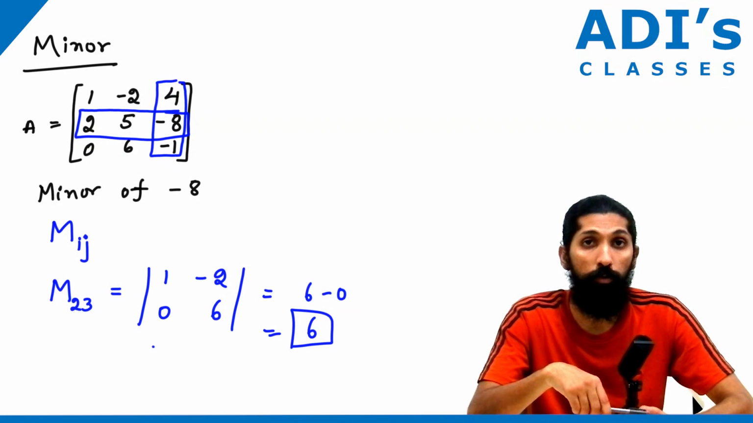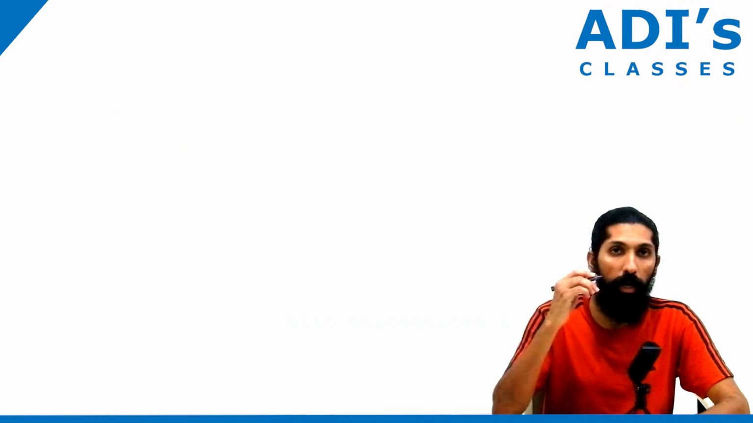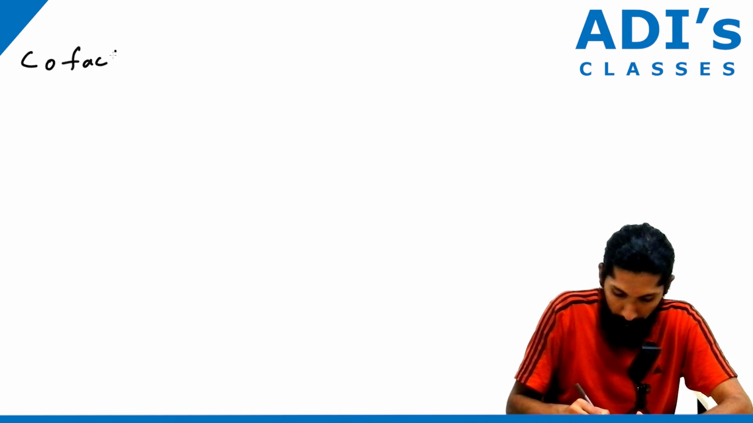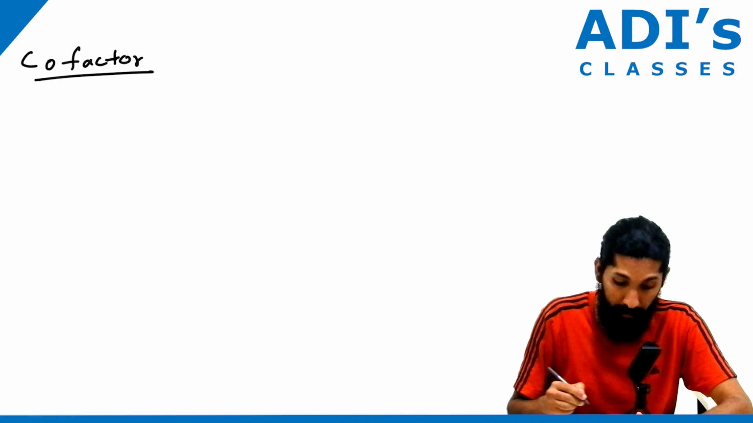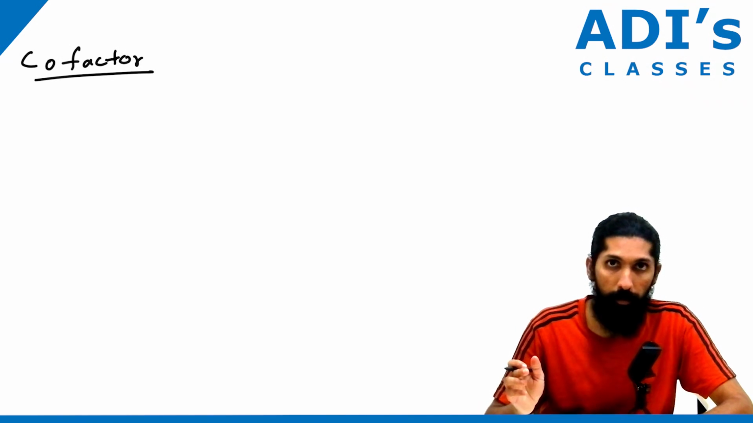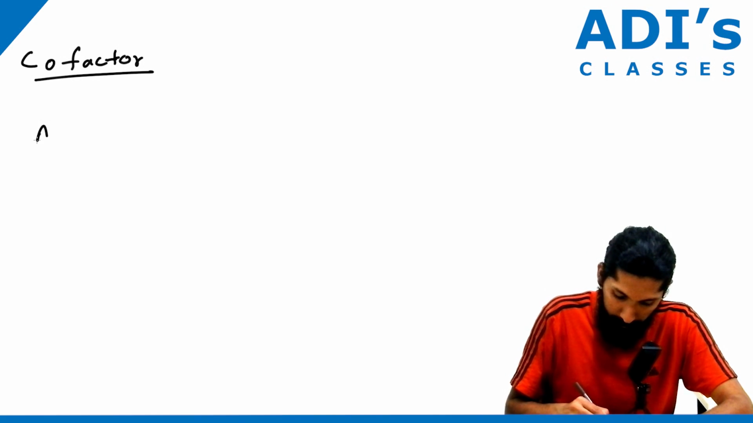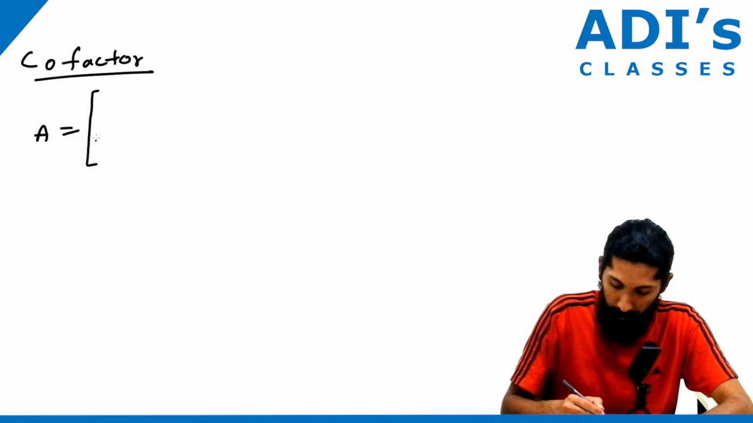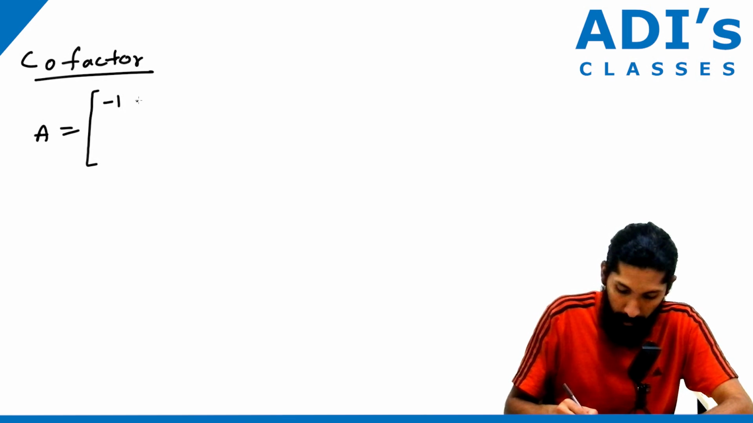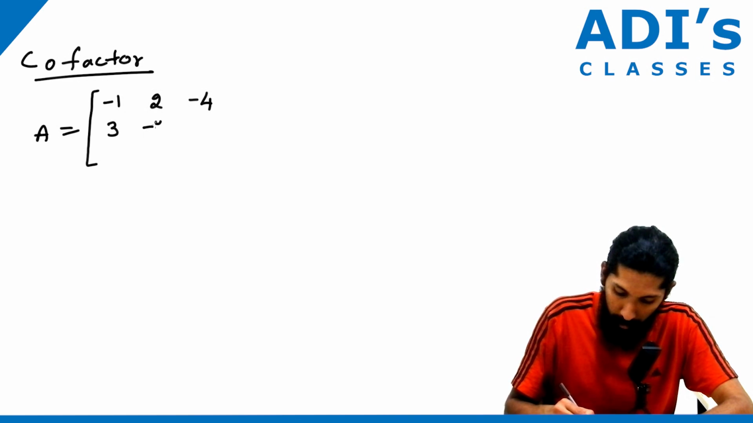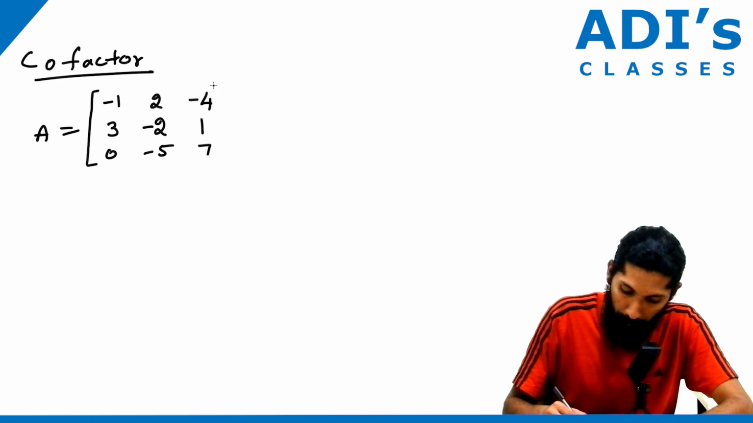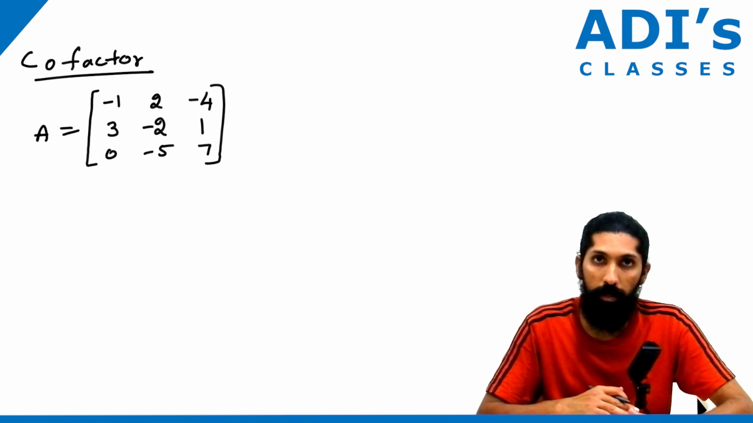Fair enough? Now, the next one is cofactor. Let's consider what a cofactor is and how we calculate it. Here we are looking at the cofactor of a particular element in a matrix. Again, let's take another example. Let's say you have A, and we are taking minus 1, 2, minus 4, 3, minus 2, 1, 0, minus 5, 7.